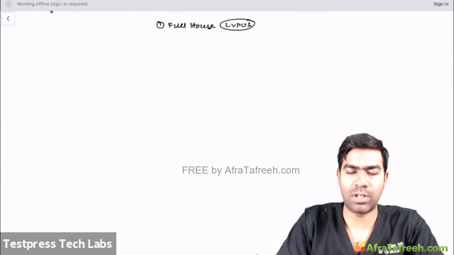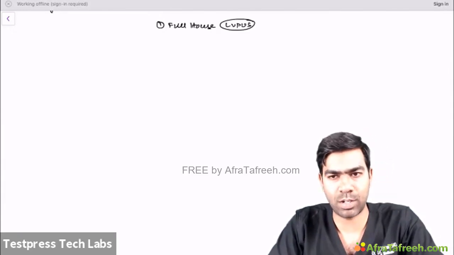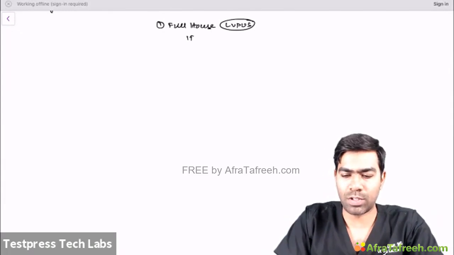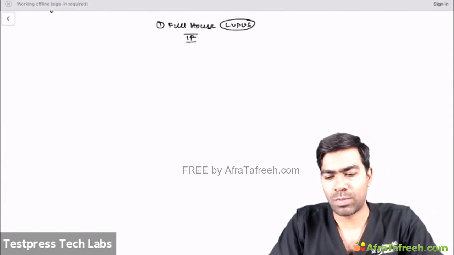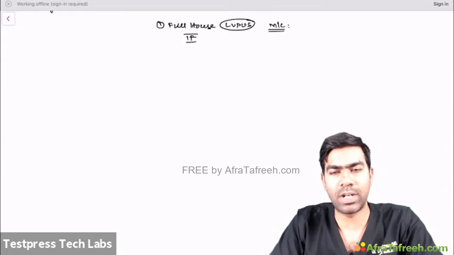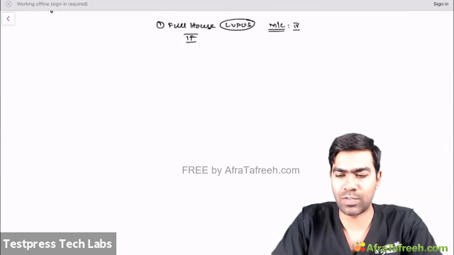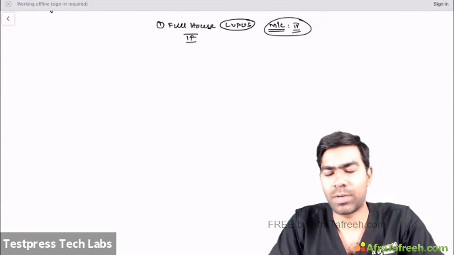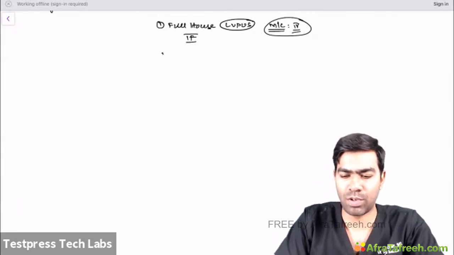Not so common, but still if you see that, that's very characteristic of lupus. Full house immunofluorescence staining. And if they ask you in which lupus class you will most commonly encounter this full house pattern, it is class 4 again. Class 4 is the most common class of lupus nephritis where you tend to have a full house pattern.